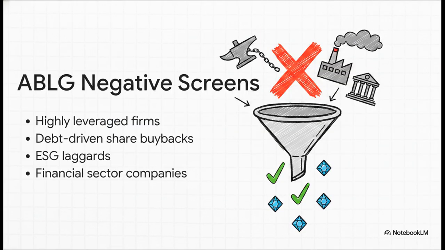Now, those negative screens in Step 2, they are absolutely critical to how ABLG selects its stocks. They actively throw out firms that are highly leveraged. They exclude companies that take on debt simply to buy back their own shares, the ones artificially inflating their value without any real underlying growth. They boot out ESG laggards, and notably, they completely exclude the entire financial sector. Why? Because banks and financials have wildly inconsistent free cash flow calculation standards, which basically breaks the quantitative model. So, they're just out.